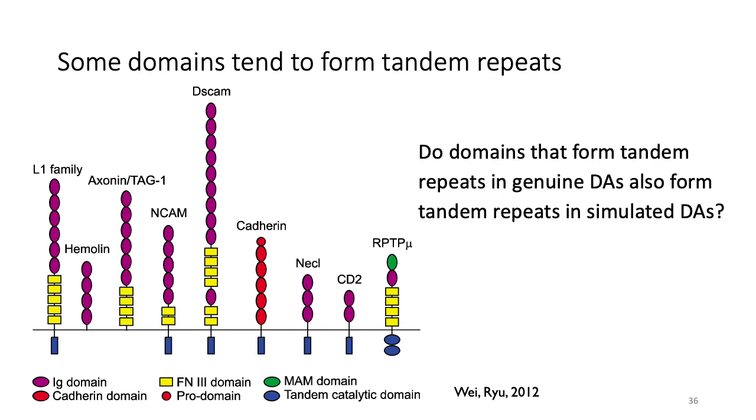Some domains are frequently found in repeated arrays, others are not. The Markov chain does not distinguish between gains by duplication and gains by insertion. Since the Markov chain does not model duplications explicitly, we asked whether domains that form tandem repeats in genuine domain architectures also participate in tandem repeats in simulated domain architectures.